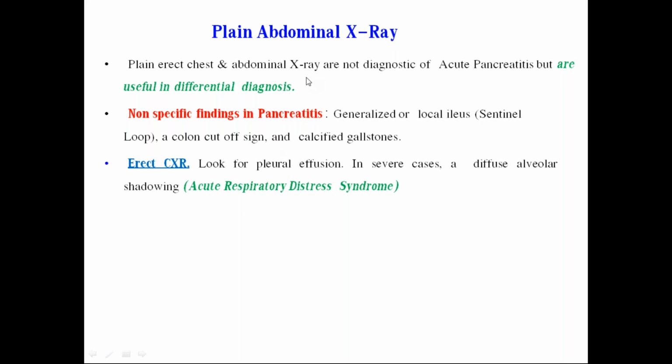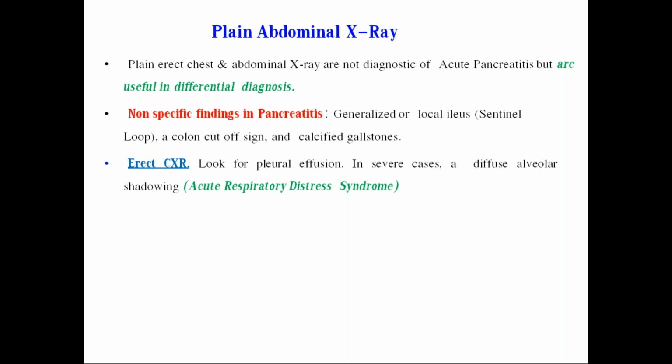Coming to plain abdominal X-ray, it is commonly undertaken but rarely confirms the diagnosis. In severe cases of calcific pancreatitis and stones in the pancreatic duct, we could appreciate them. There are a few non-specific findings: focal ileus, sentinel loop, and the colon cutoff sign. If there is any gallstone, it can be appreciated in plain abdominal X-ray.